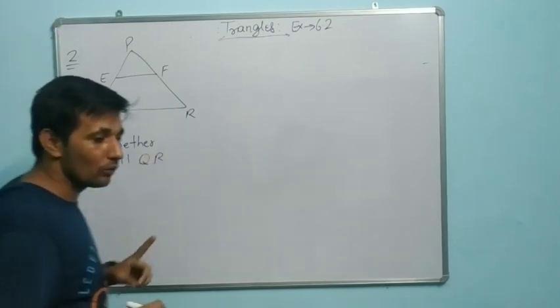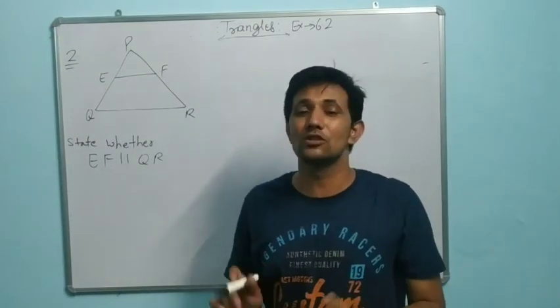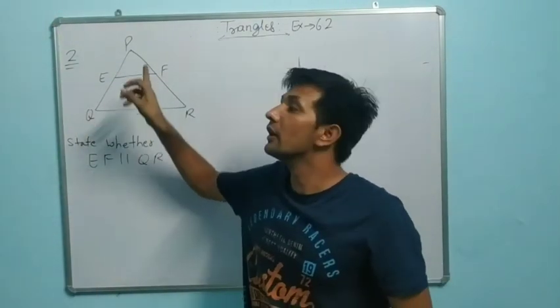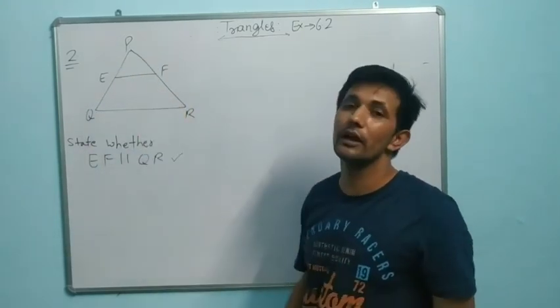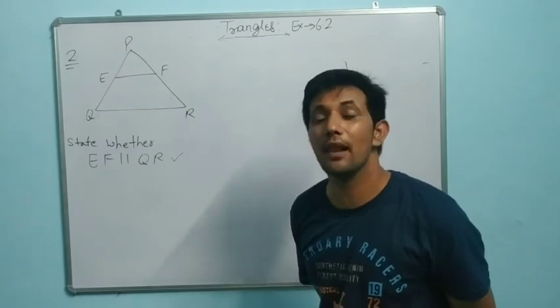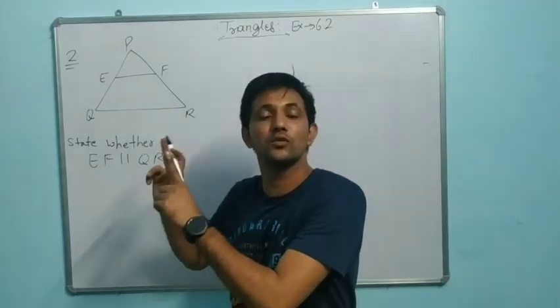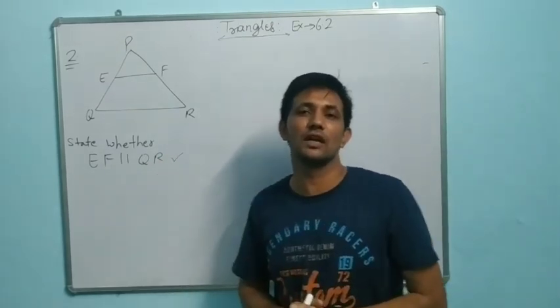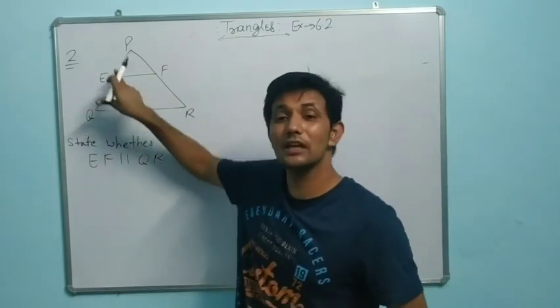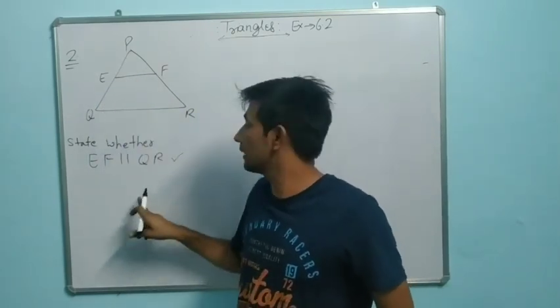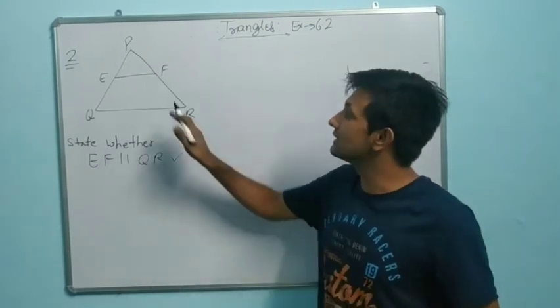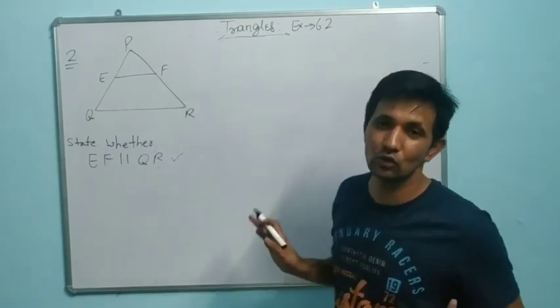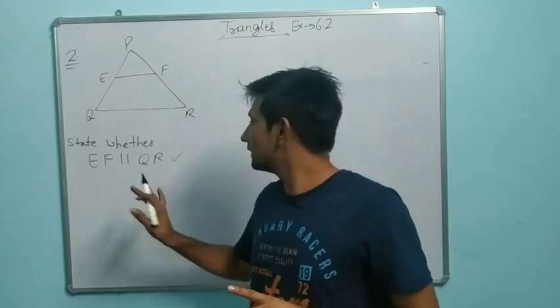So tell me what I told you. By Thales theorem, if lines are parallel, ratios are the same. But here we want to check whether they are parallel or not. In what case can you say they are parallel? By using the converse of Thales theorem: if ratios are equal, then the lines are parallel. So we will check their ratios. If the ratios are the same, we can say that they are parallel.